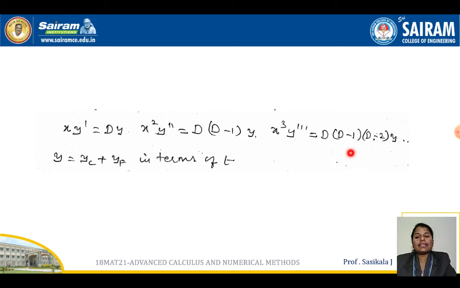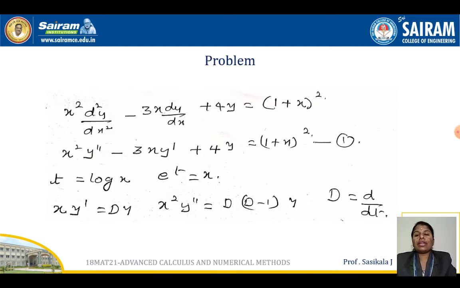Here also, the complementary function plus the particular integral will give your complete solution, and it will be in terms of t. Then you replace it again in terms of x, and that is your complete solution. Is the method clear? Okay, so let me go with one example to understand.